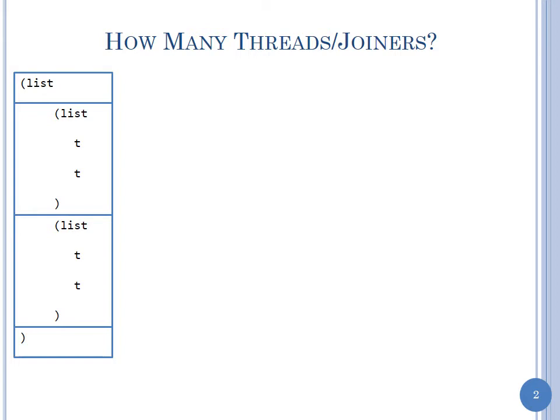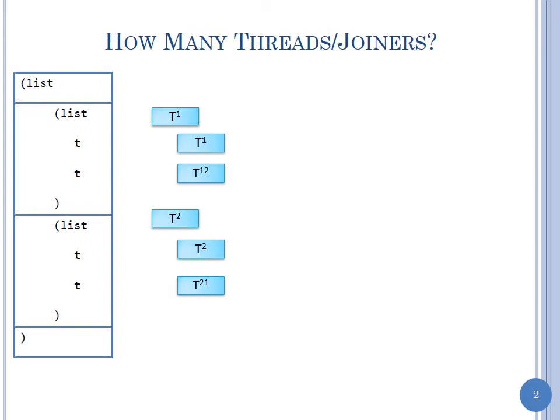Four? Anybody disagree? So T1 does this part, T12 does this part, T2, T21, and T1 can do the list after T1 and T12 have finished, and T2 can do the second list after T2 and T21 have finished. Right? So 4 threads. Okay.